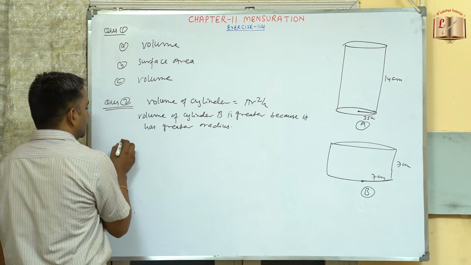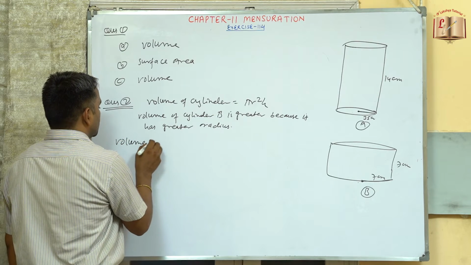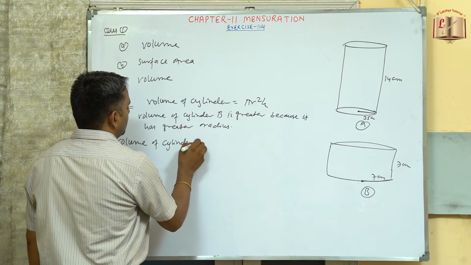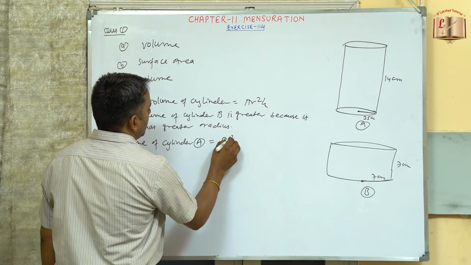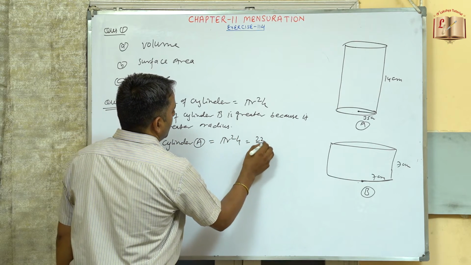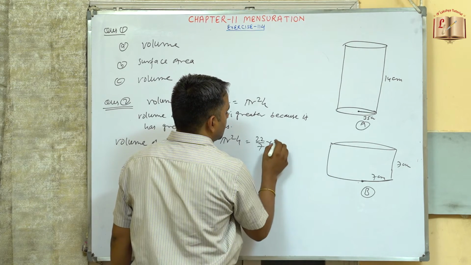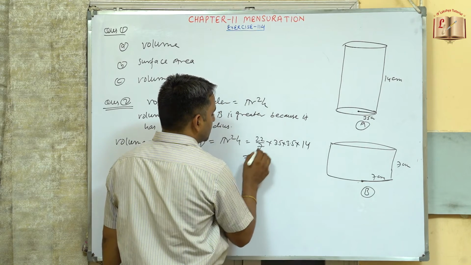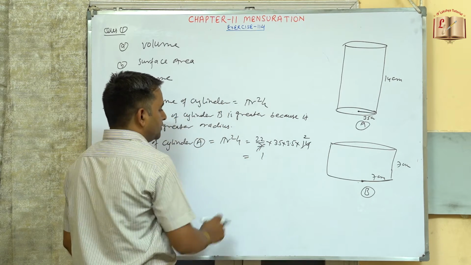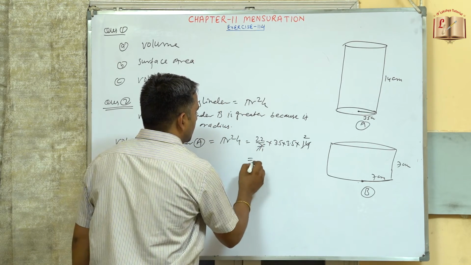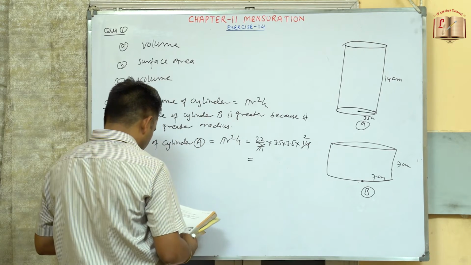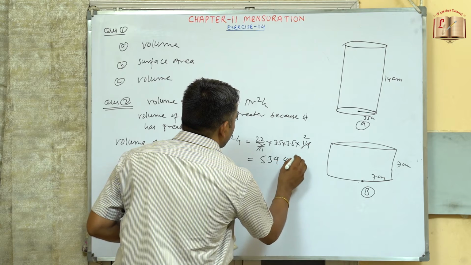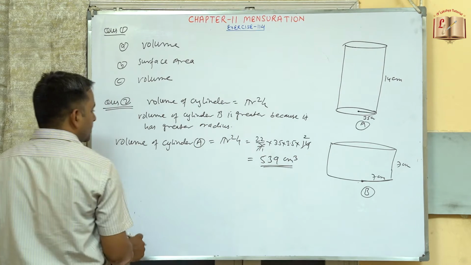So now we can find out the volume. Volume of cylinder A will be pi r square h. So this is 22 by 7 into r, r is given 3.5, into 3.5, into h is 14. So we got this volume: 539 centimeter cube. This is the volume of cylinder A.